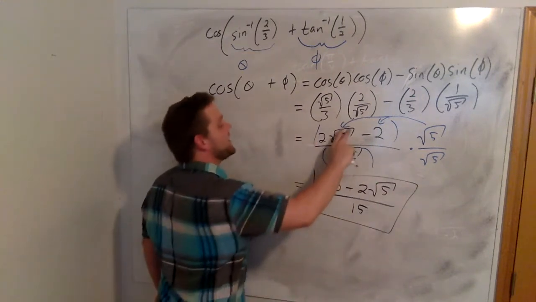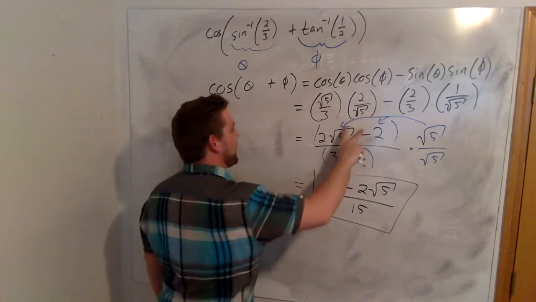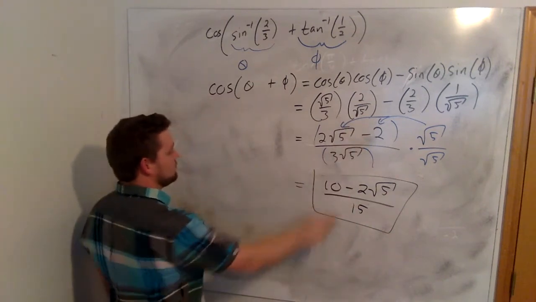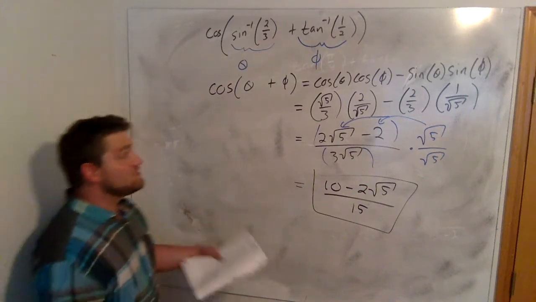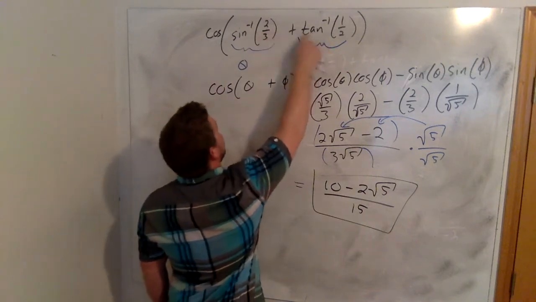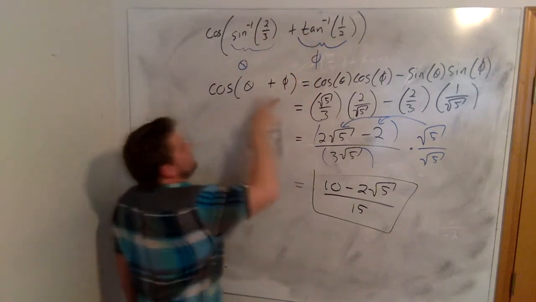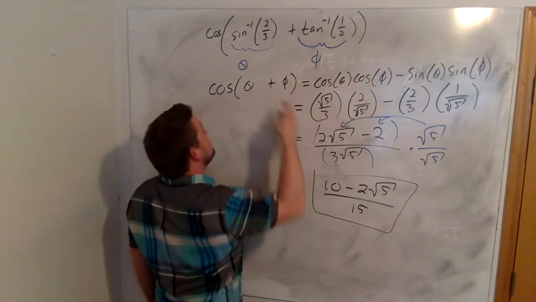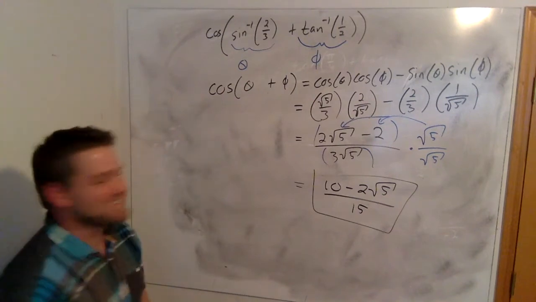Again, on an exam, I would be fine with you writing your answer like this, but your book will most likely write this. So that is the answer to this problem. Really, it just came down to realizing that these are just angles. All we needed to do is use the addition formula for cosine, draw some triangles, and then evaluate the sine and cosine of those angles.